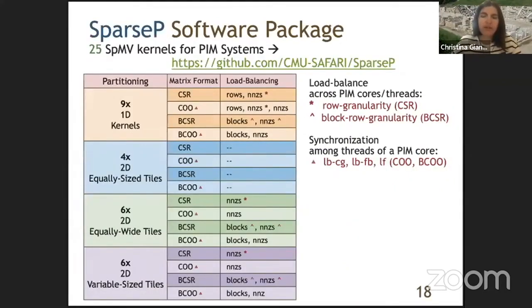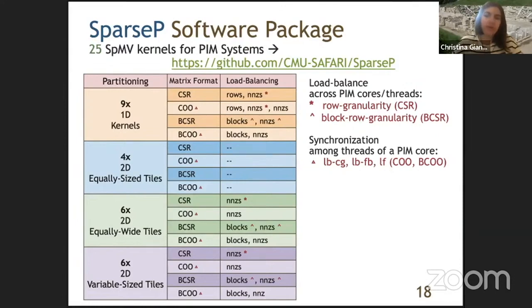Overall, SparseP provides 9 1D partition kernels and 16 2D partition kernels, and it is publicly available on GitHub. For the CSR and BCSR formats, load balancing across PIM cores and across threads within a PIM core is limited to be performed at a row and block row granularity, respectively.